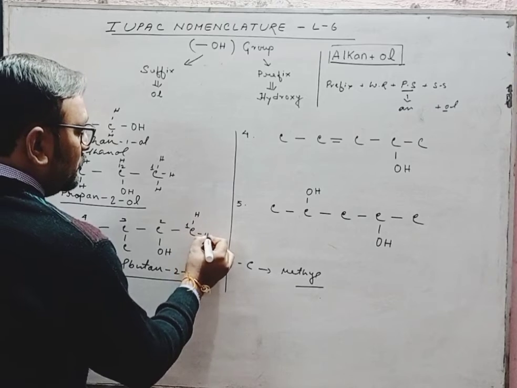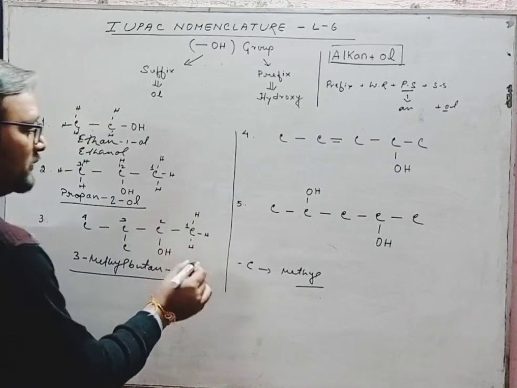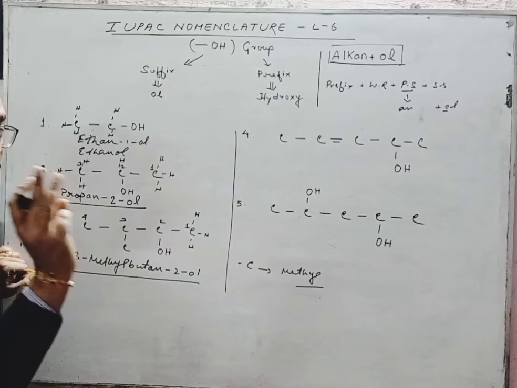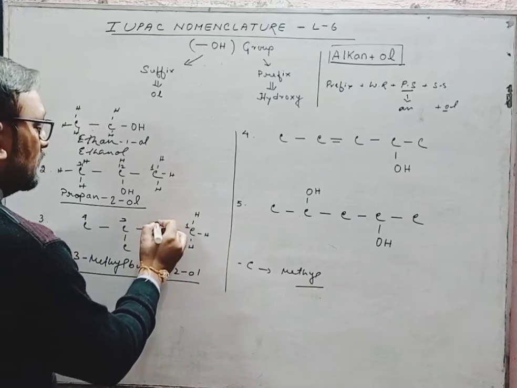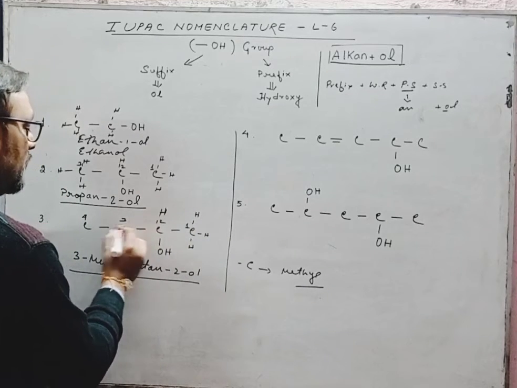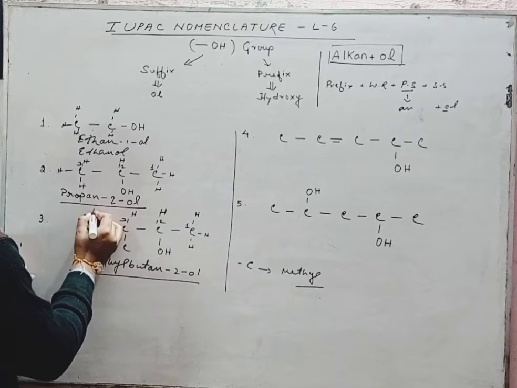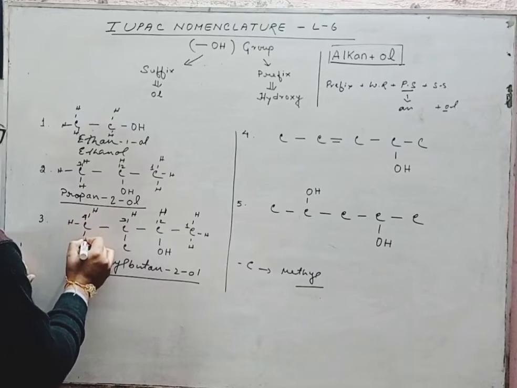1, 2, 3, count. Okay, always count number 4. Do not give more than 4. 1, 2, 3, because carbon is tetravalent, you know. 1, 2, 3, 4. 1, 2, 3 and 4 finally.